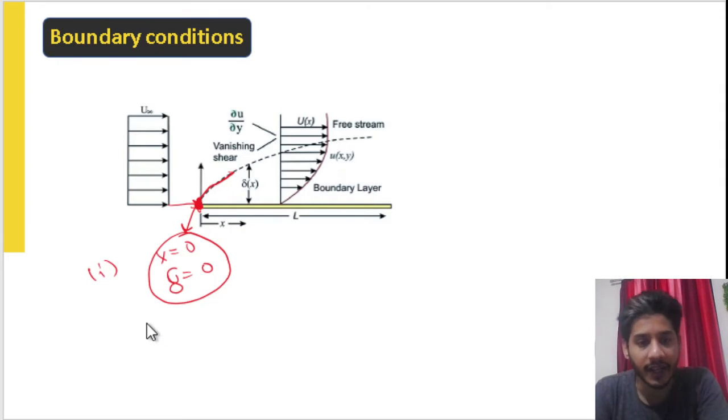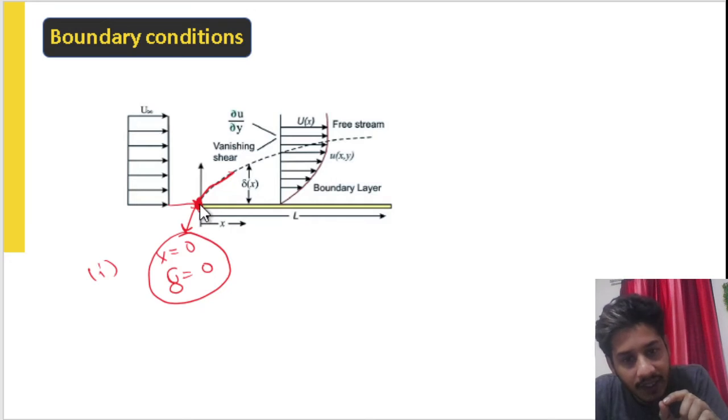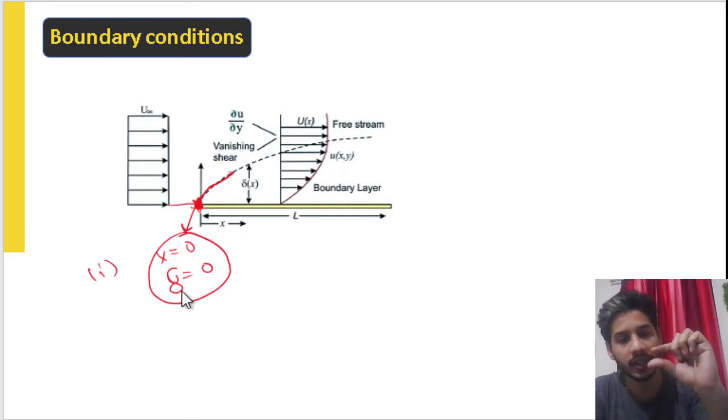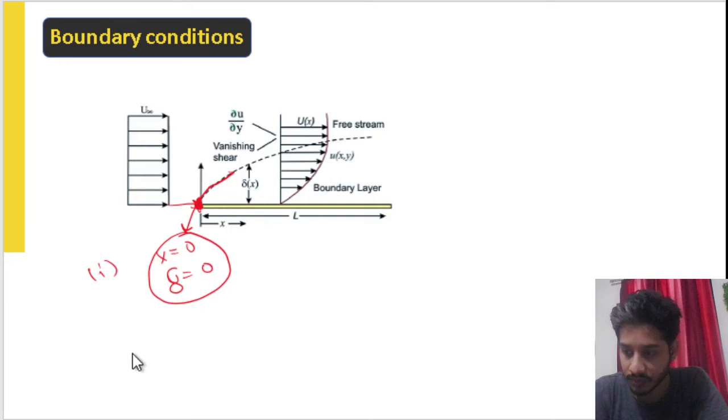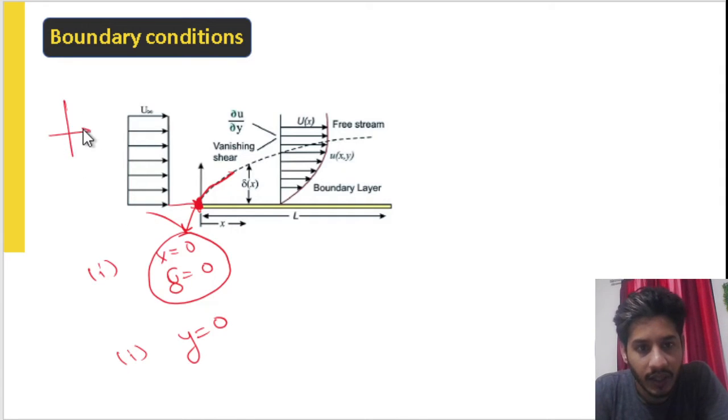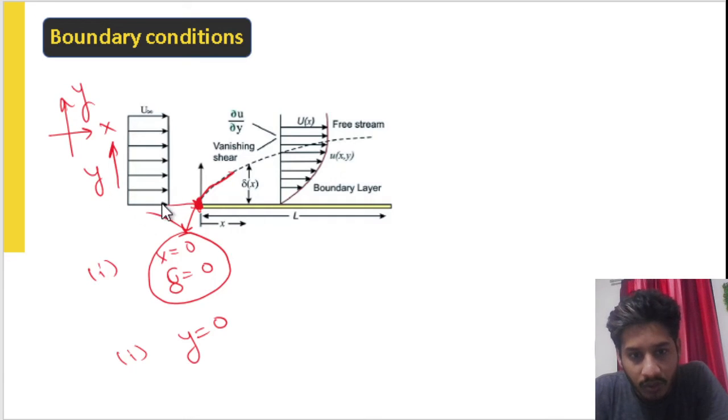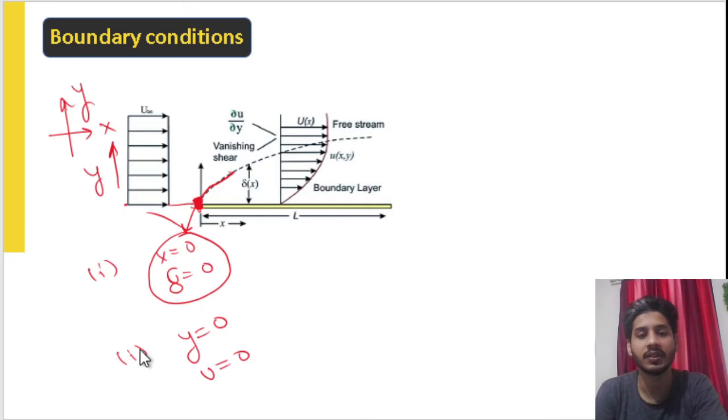So simple. At x equal to 0, at the starting, at the leading edge, del, that is the boundary layer thickness, is also 0 because the flow has not yet started. All right. Similarly, at y equal to 0, if this is the x direction, this is the y direction. At y equal to 0, at this point only, since the fluid is sticking to the surface, u is equal to 0. This is the second condition.